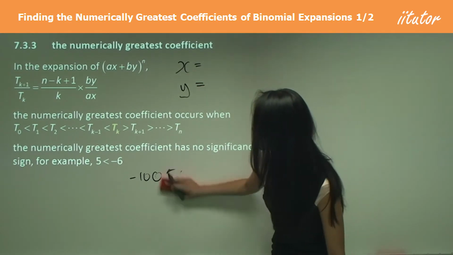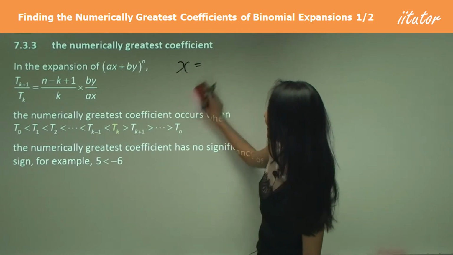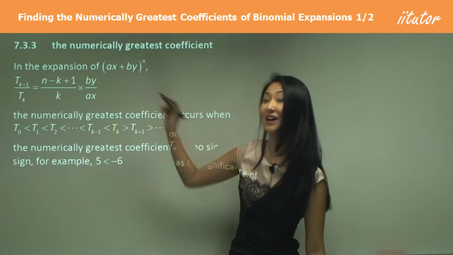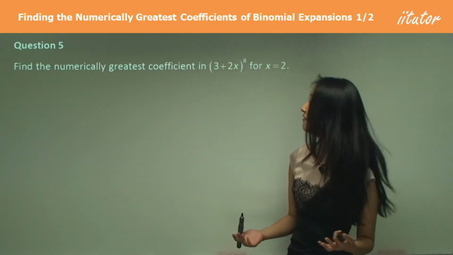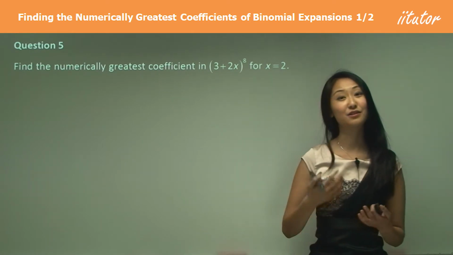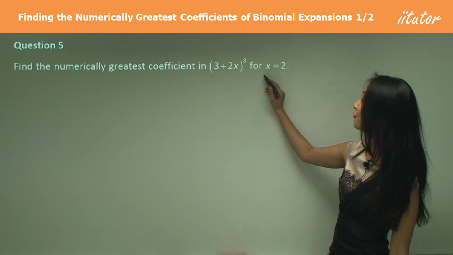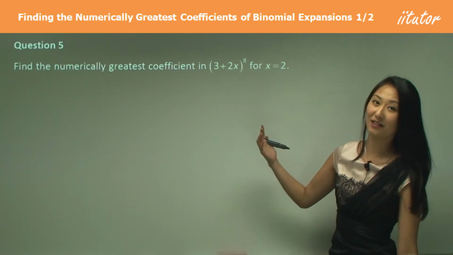All right, so just keep this in mind when we're working with x and y: all you need to do is sub in the values of x and y into that equation there. So let's start off by having a look at question 5. Here we want to find the numerically greatest coefficient in this expansion for x equals 2. Can you see that? So it's telling you what the x value is.